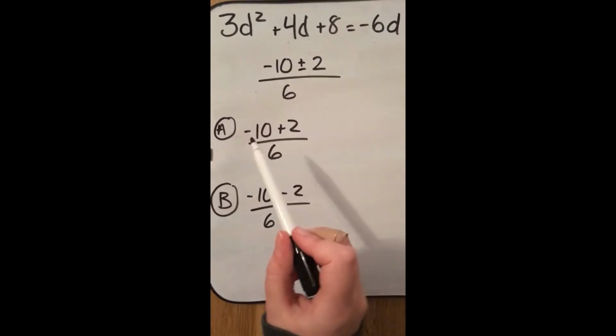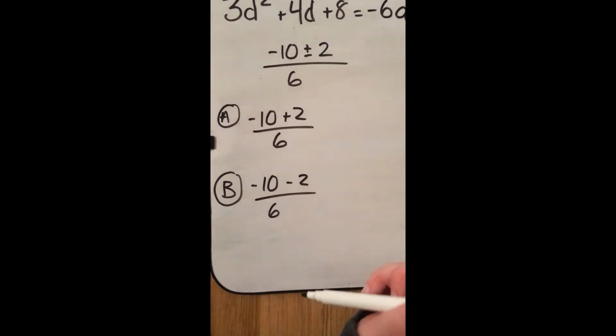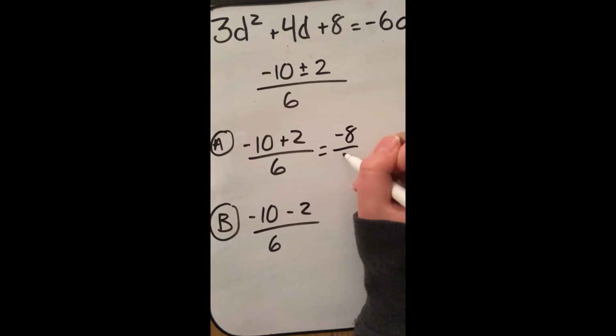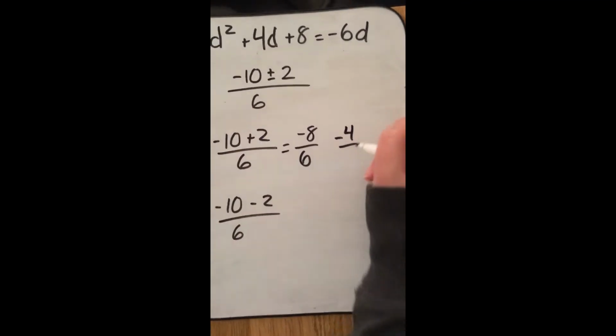Alright, so first thing we're going to do is negative 10 plus 2 divided by 6. So it's going to simplify into negative 8 over 6, and we're going to simplify that fraction even more to negative 4/3.